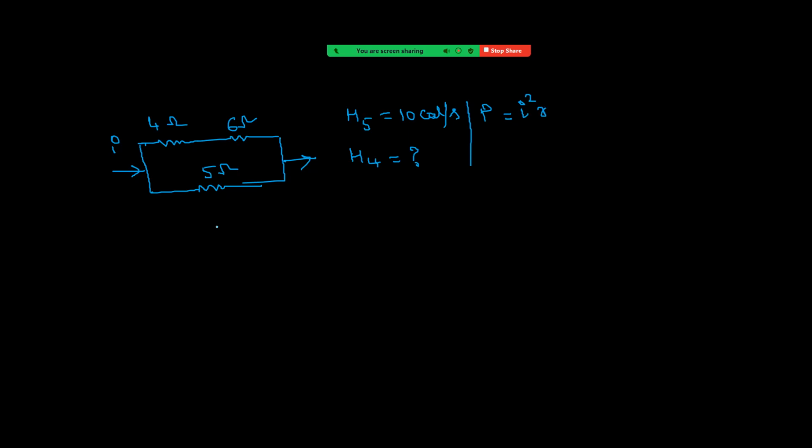Now see what we can do. If this current is now I, see this is a 4 and this is 6, total is a 10. This is a 10 and this is a 5. So current divides in the ratio 2 is to 1. Means in this branch the current will be 2I by 3. And in this branch the current will be I by 3.